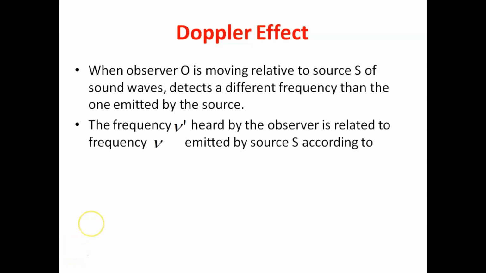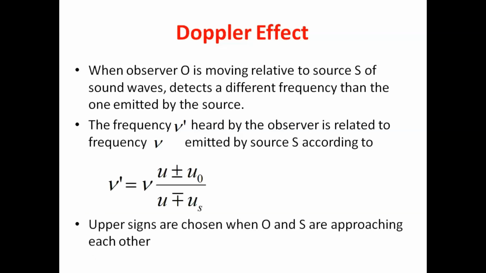The frequency nu dash heard by the observer is related to frequency nu emitted by the source by the formula nu dash equal to nu times (u plus minus uo) divided by (u minus plus us). Here u is velocity of sound, uo is velocity of observer, us is velocity of source, and if both are approaching each other, then the upper signs, plus in numerator and minus in denominator, are to be considered.